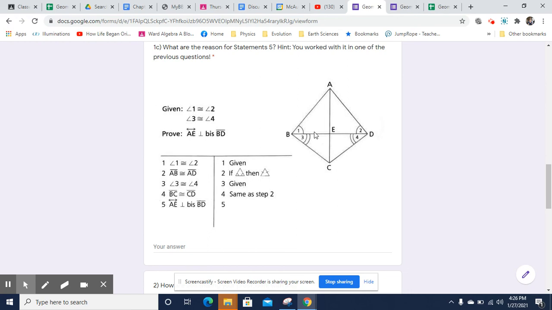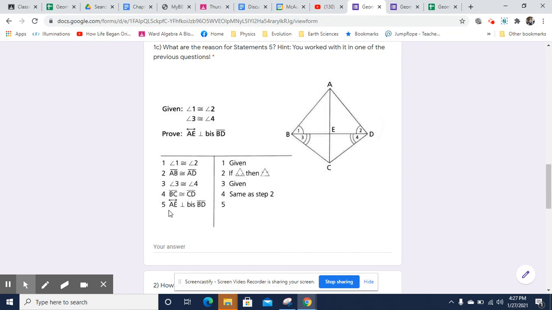So to do that, we've got our given. Then we know AB is congruent to AD, because they are the opposite sides for angle 1 and angle 2. And then angle 3 and angle 4 are congruent, and that points, of course, to CD and BC. Those are congruent because they are opposite. That's one of the isosceles triangle theorems. These are base angles of isosceles triangles. Okay.